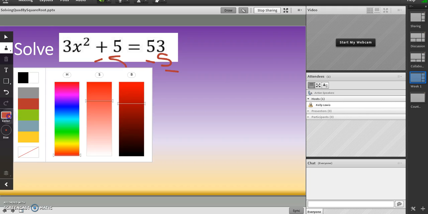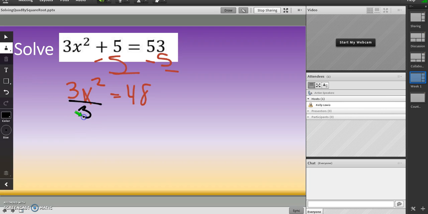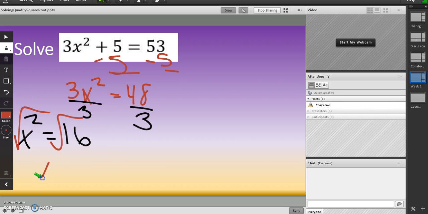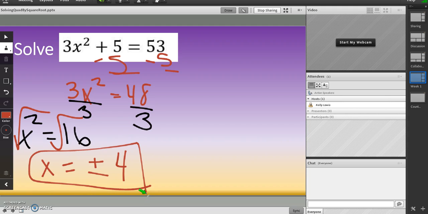That 3 is being multiplied, so I'm going to divide by 3. So I get x squared equals 16. I need to get rid of that square, so I'm going to take the square root. Now, always put a plus minus when you take the square root. And the square root of 16 is 4. And if we plug it in, it'll work out.